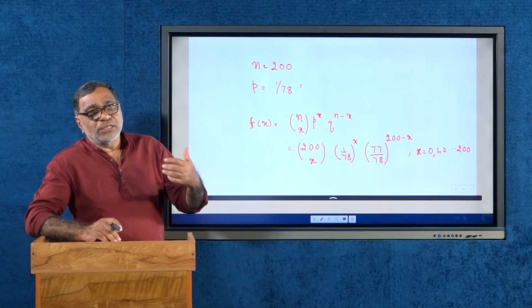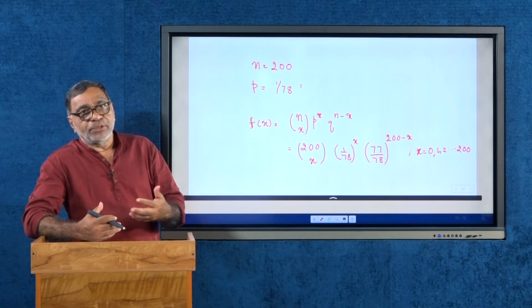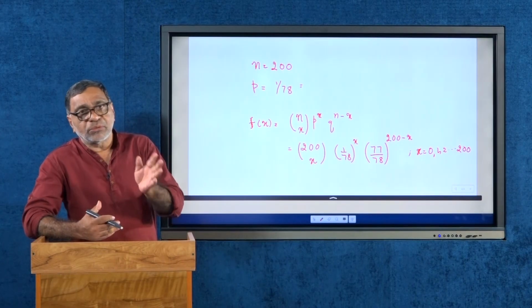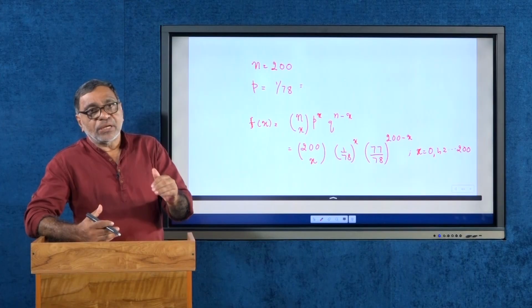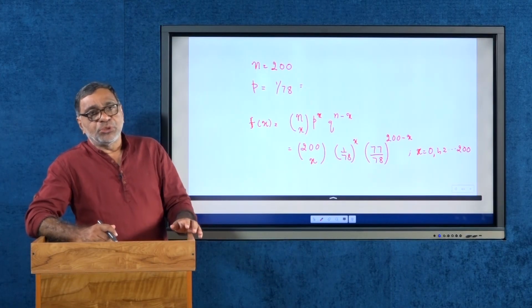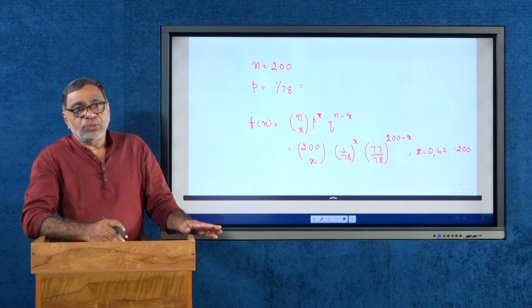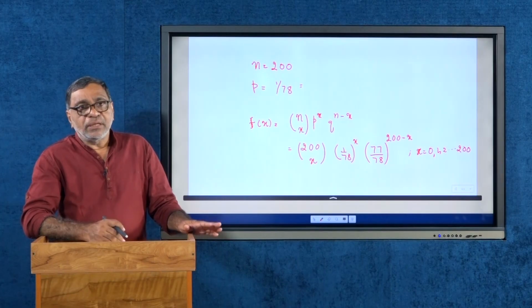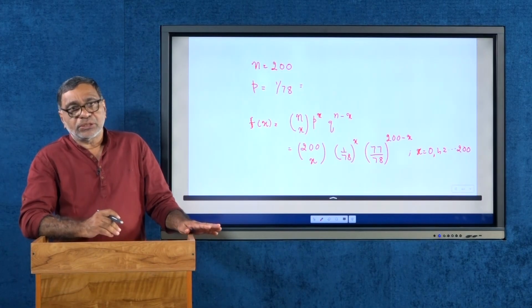See, n is very large here, so we can approximate that probability distribution by a Poisson distribution, which we will discuss in the next session when we discuss the Poisson distribution. So if we apply the binomial distribution, here n is equal to 200 and p is equal to 1 out of 78, and f(x), the probability distribution of x, is nCx p^x q^(n-x).